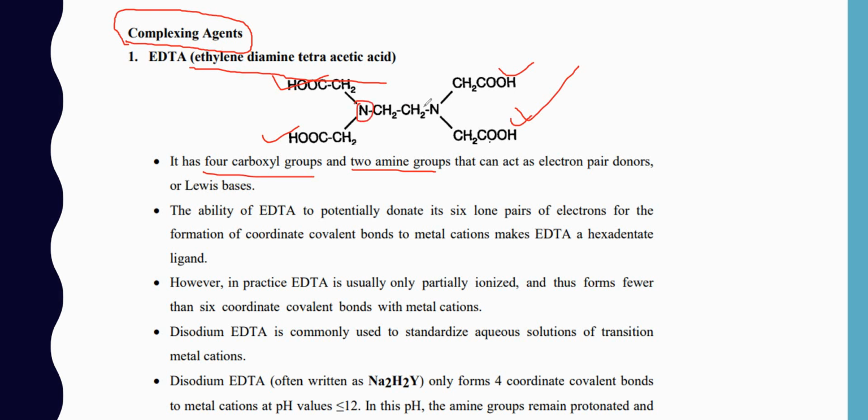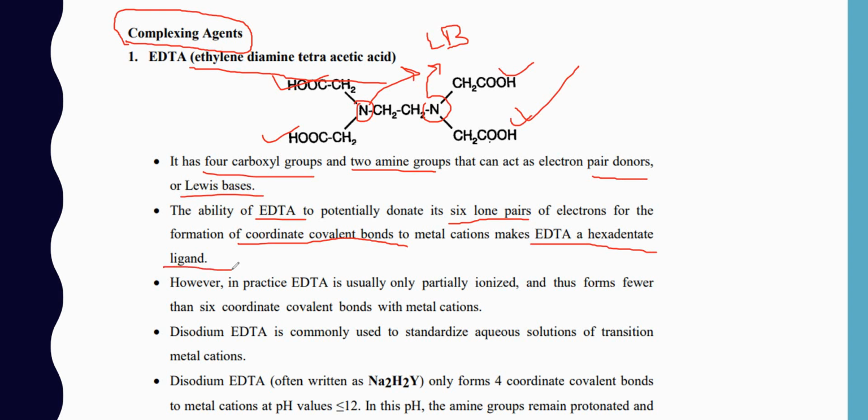These two amine groups can act as electron pair donors or Lewis bases. These nitrogens are electron pair donors, so these are Lewis bases because they are donating a pair of electrons. The ability of EDTA to potentially donate its 6 lone pairs of electrons for the formation of coordinate bonds to metal cations makes EDTA a hexadentate ligand.